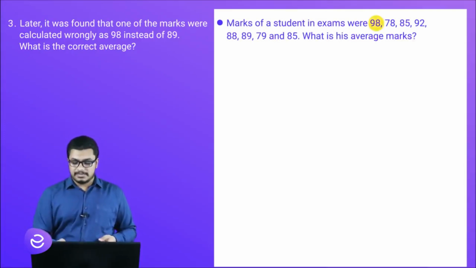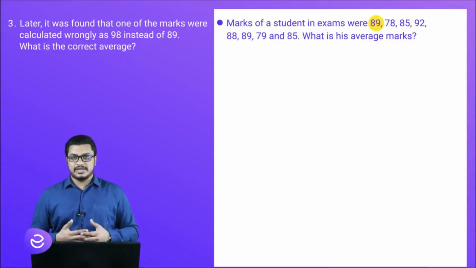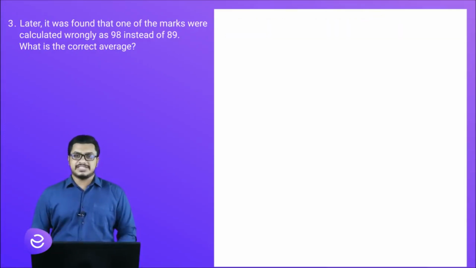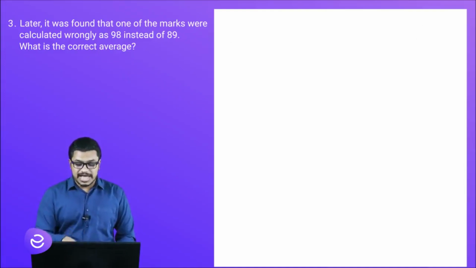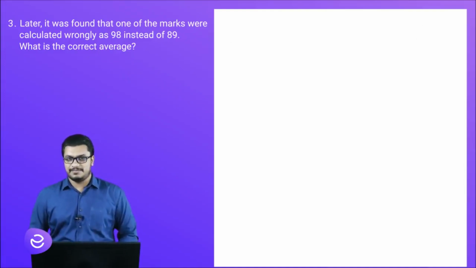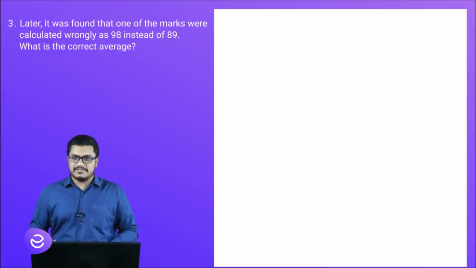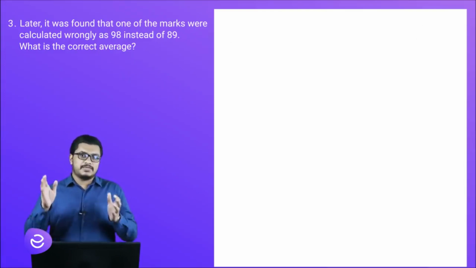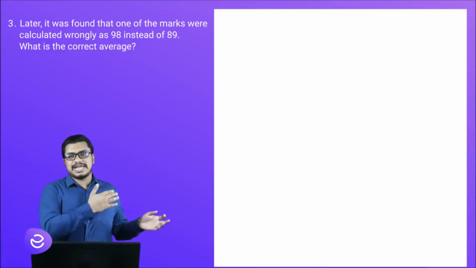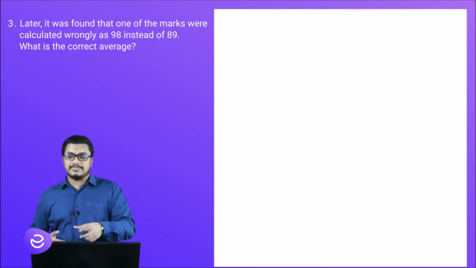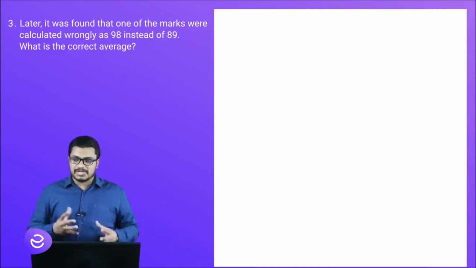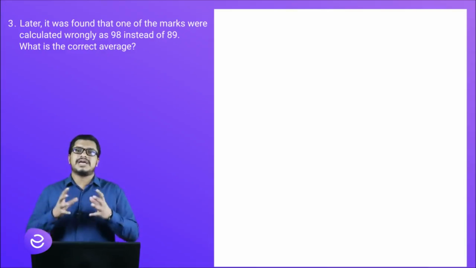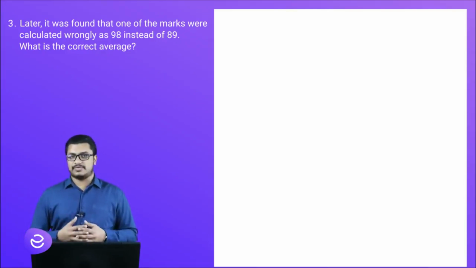There also the mark is actually 89. So what is the correct average now? In the previous question we found the average as 86.75. That is actually a wrong average, and when we changed that, we disposed the 98 and brought in 89, because that was calculated wrongly. Now what is the correct average? So how will we find out?